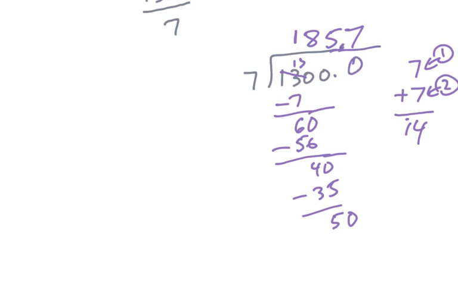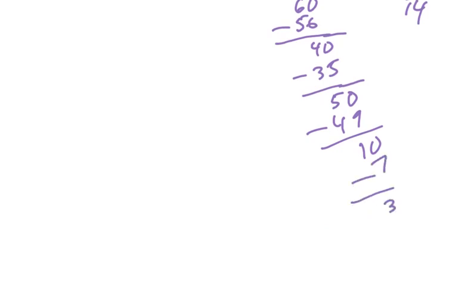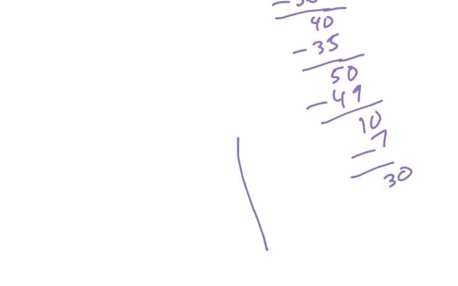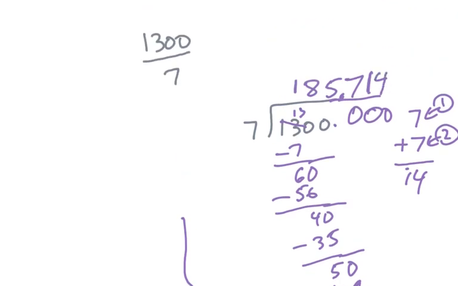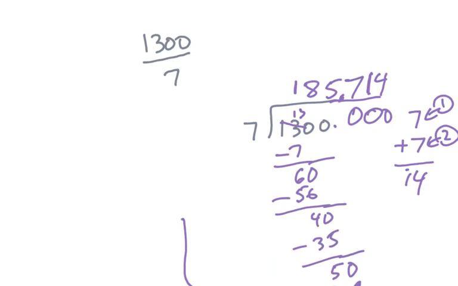At this point, we're getting decimals here. This would give me 49. When we subtract, we get 10. We're going to add another 0 here. This would be 1. 1 times 7 is 7. We'll tack on another 0. And 7 goes into that 28. We could keep going, but I think this is sufficient. This would give me 185.714.